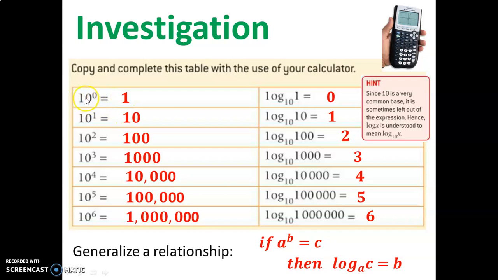Let's take a look here. We have 10 to the 0 power equals 1. And then we can write log base 10 of 1 equals 0. And let's look at this third one as well. 10 to the second power equals 100. And here we have log base 10 of 100 equals 2. So notice that the base of the exponent becomes the base of the log, and the exponent is what we have on the other side of the equal sign. So we go log base 10 of this number equals the exponent. So that is what's called the definition of logs, and it's the first rule that we're going to learn and apply. So let's take a look.